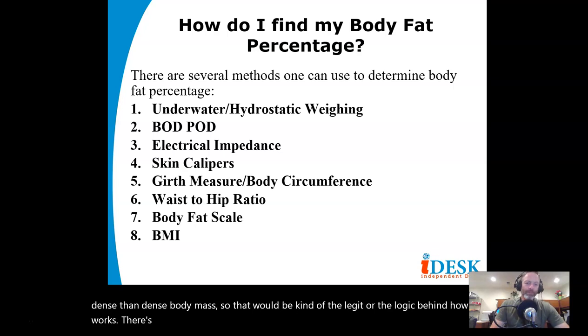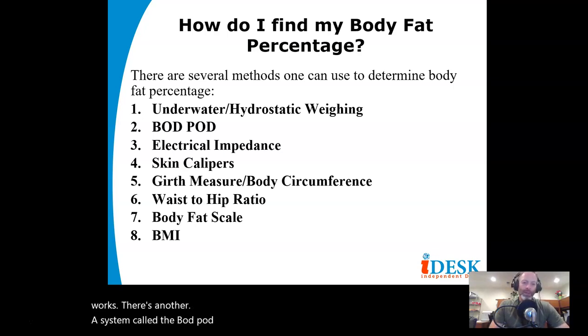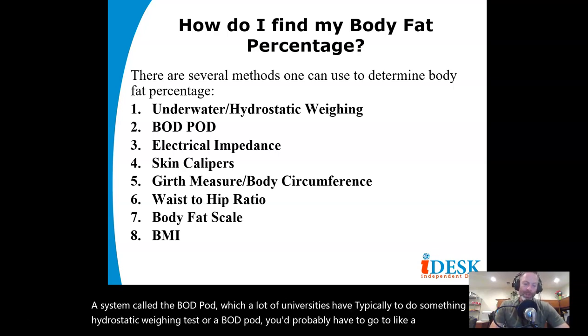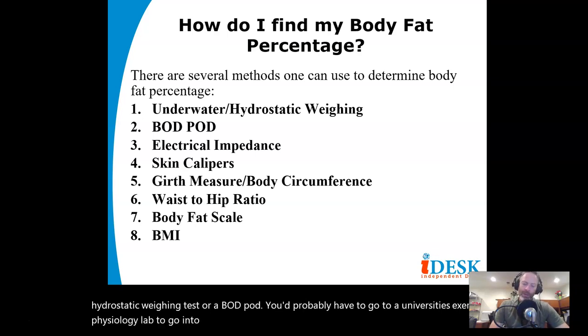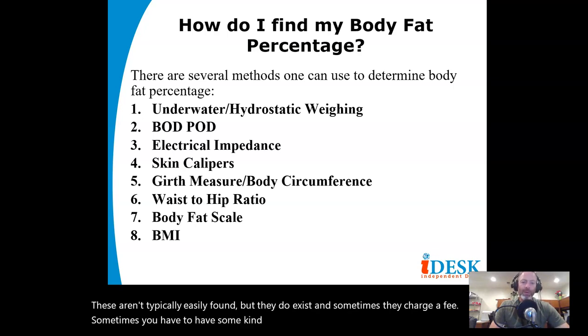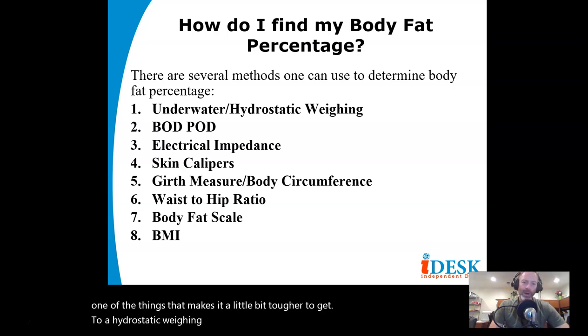There's another system called a Bod Pod, which a lot of universities have. Typically, to do a hydrostatic weighing test or a Bod Pod, you'd have to go to a university's exercise physiology lab to use their specialized equipment. These aren't typically easily found, but they do exist, and sometimes they charge a fee. Sometimes you have to have a special appointment, which makes it a little tougher to get to a hydrostatic weighing or Bod Pod test.